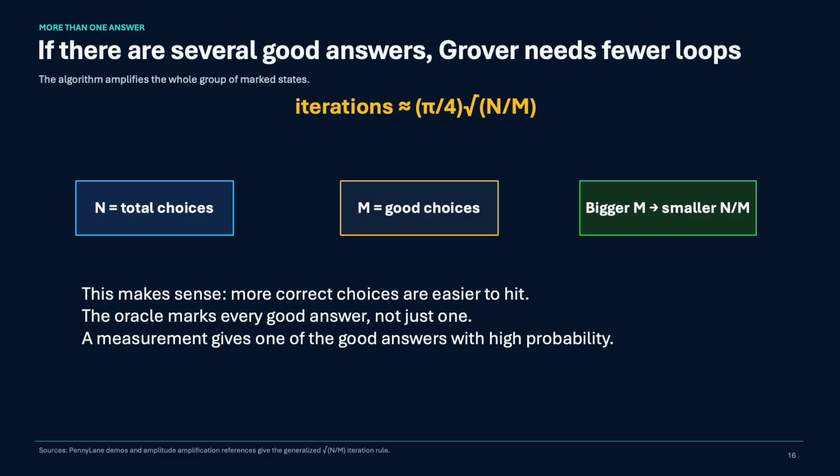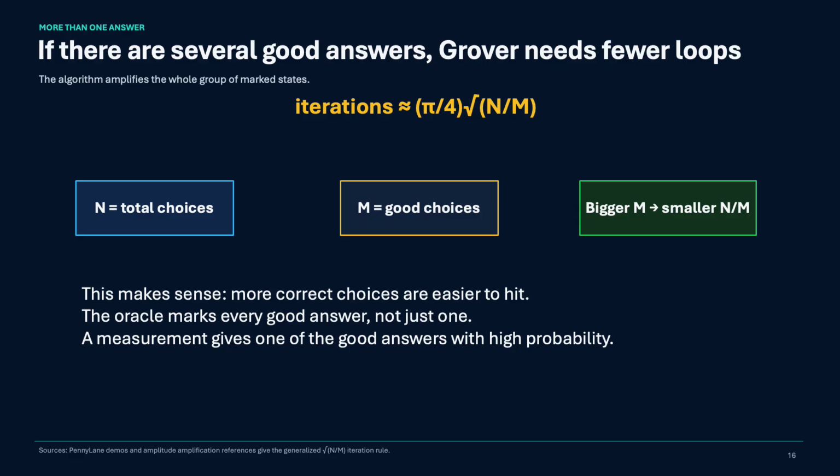Now the librarian changes the rules. "Maya," he says, "what if 4 doors contain acceptable books instead of only one?" That actually makes the search easier. If there are m correct answers among n possibilities, the approximate iteration count depends on the square root of n divided by m. As m increases, n divided by m becomes smaller, so fewer Grover iterations are required.